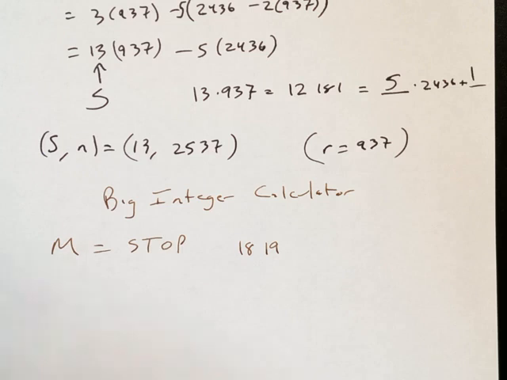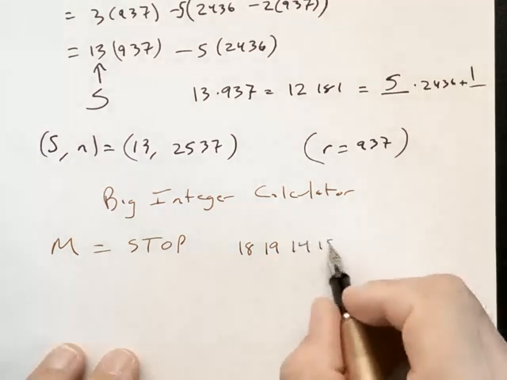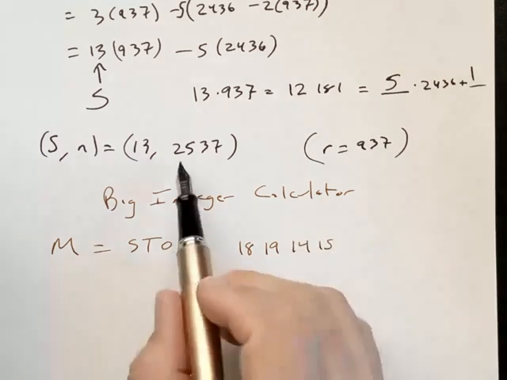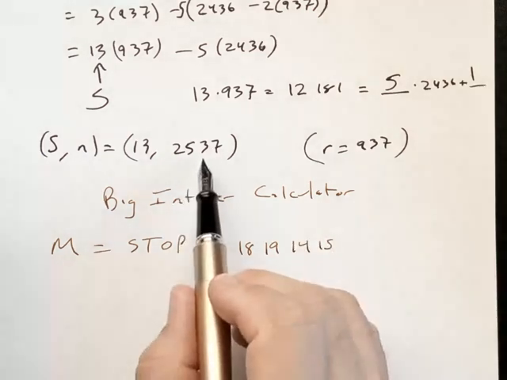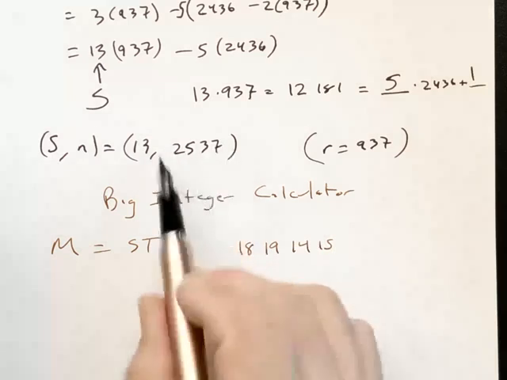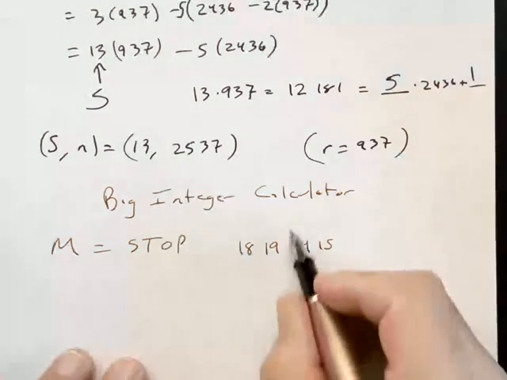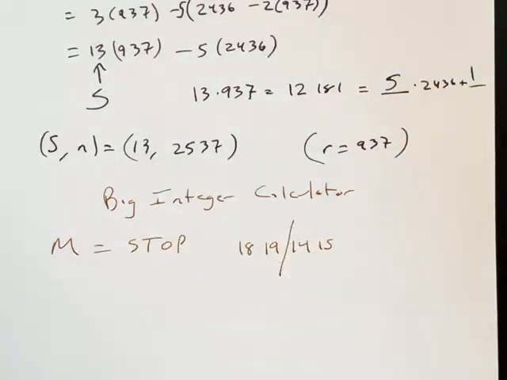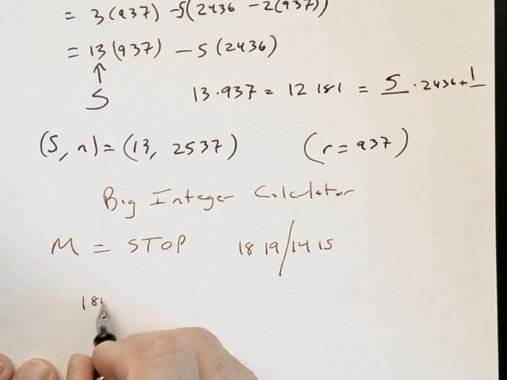Now remember, my number is 2537. The number I am using for the mod is 2537. So I'm going to break this up into 2 blocks. I'm going to send 2 4-digit numbers. To encode these numbers, I'm going to take 1819, raise it to the 13th power, and then mod by 2537.